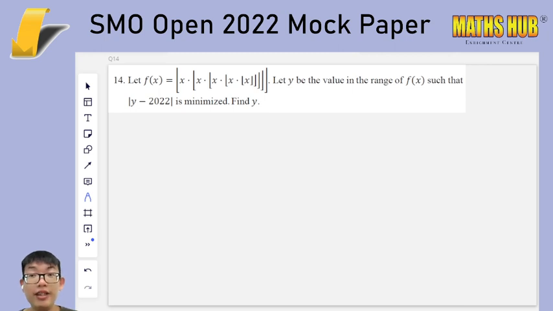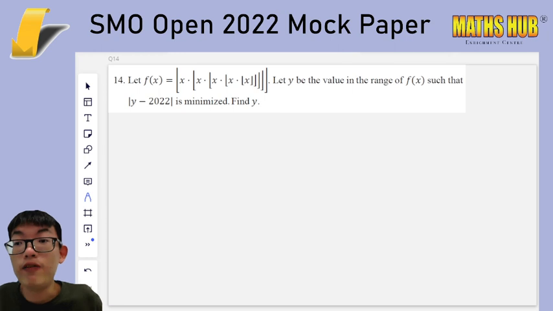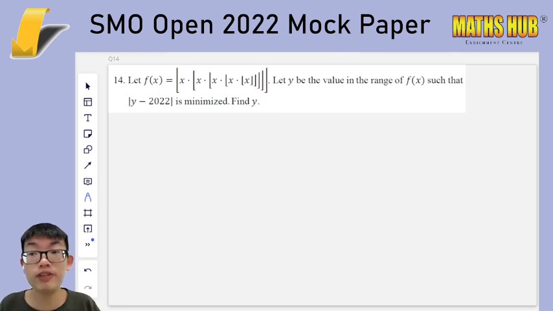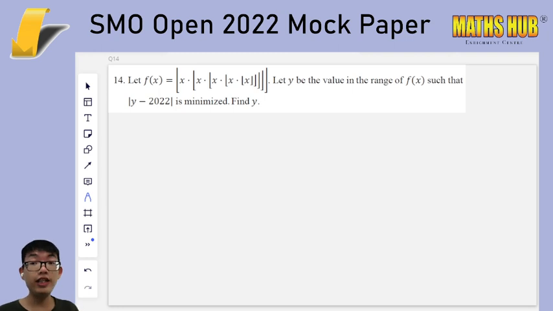Let f(x) be, well, a bunch of flaws. I don't want to read that out. Let y be the value in the range of f(x) such that the absolute value of y minus 2022 is minimized, find y. In other words, the question is asking, how close can this function get to 2022? Right, what's the closest value it can be? Can it be 2022 exactly? And if not, then how close can you go?